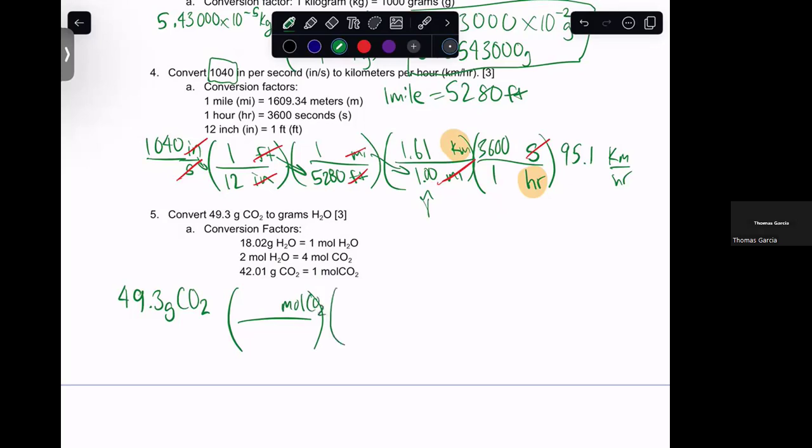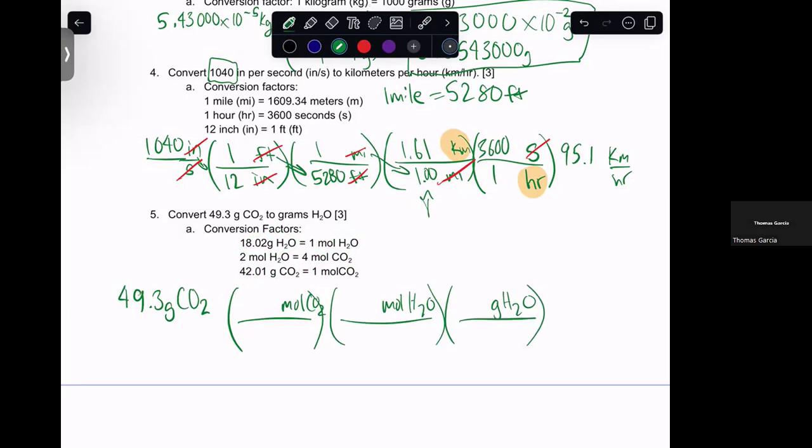CO2. Looking at my conversion, I've used this bottom one. And then I see that mole of CO2 can convert to mole of water. So I'm going to put mole H2O. That's 2 of the 3 conversions. I see the last one says mole of H2O and grams of H2O, and that's what I want. I want grams of H2O. So I can just figure out from the conversion factors how to get there.